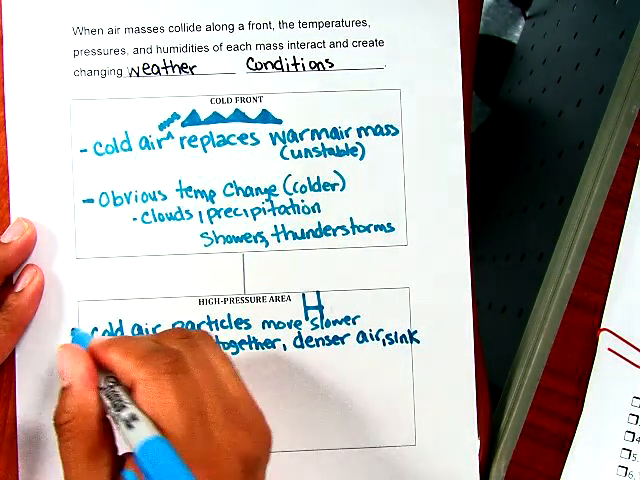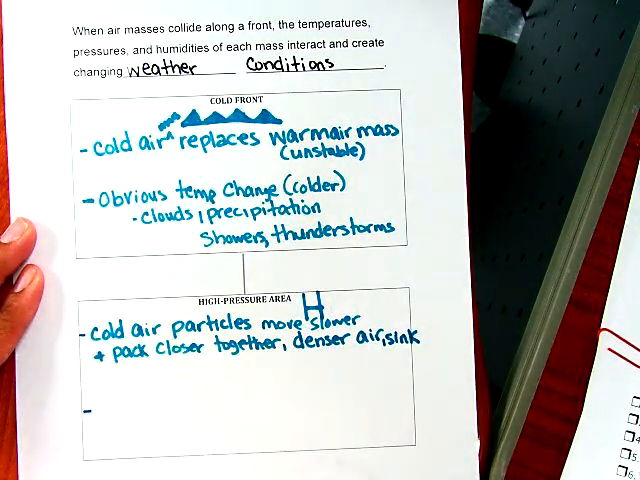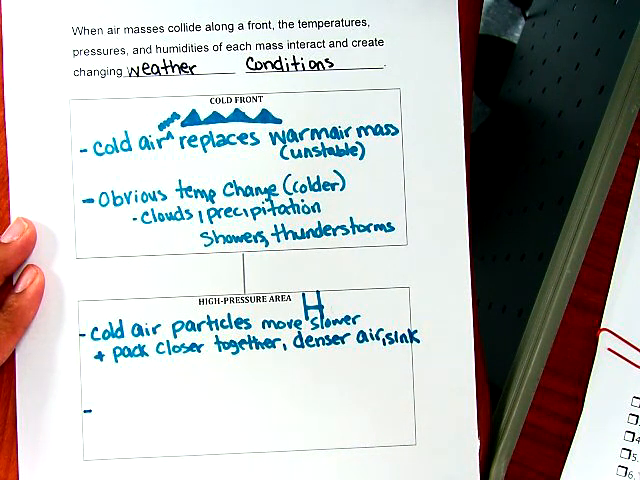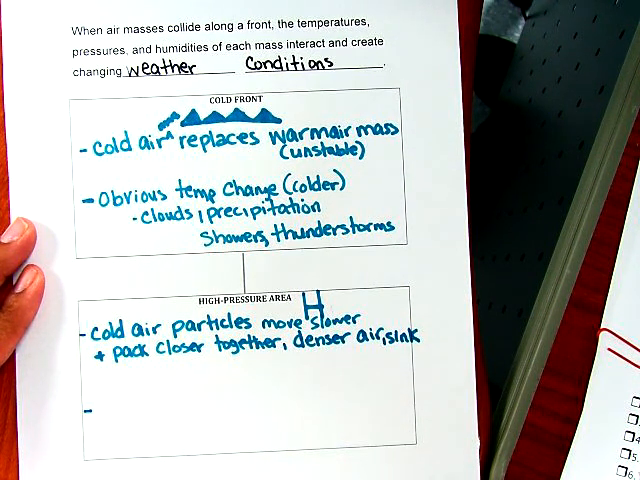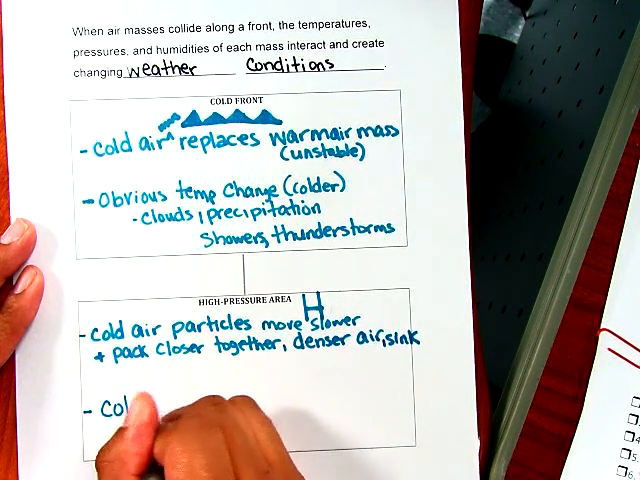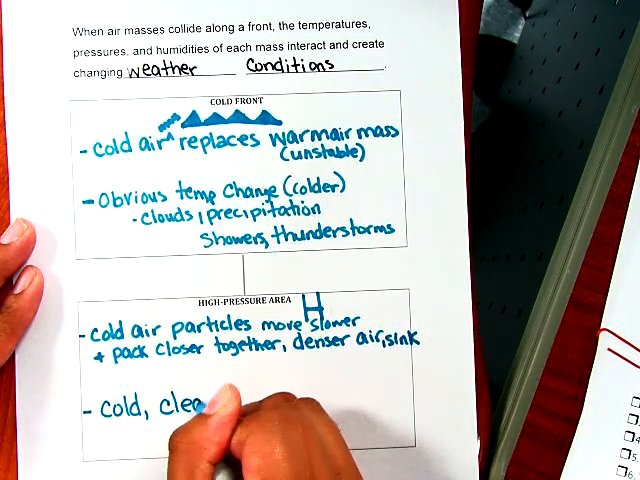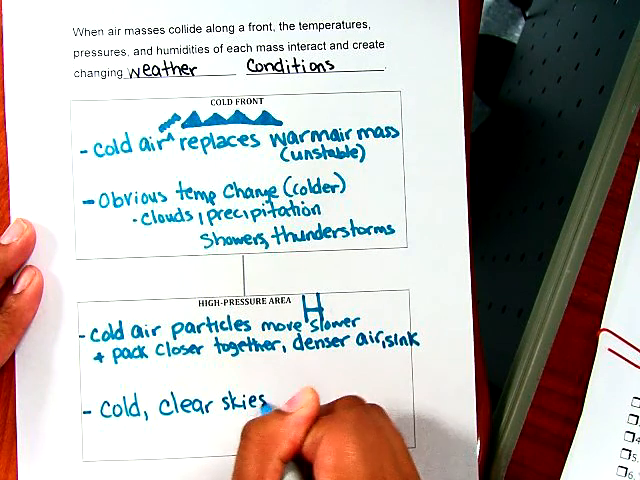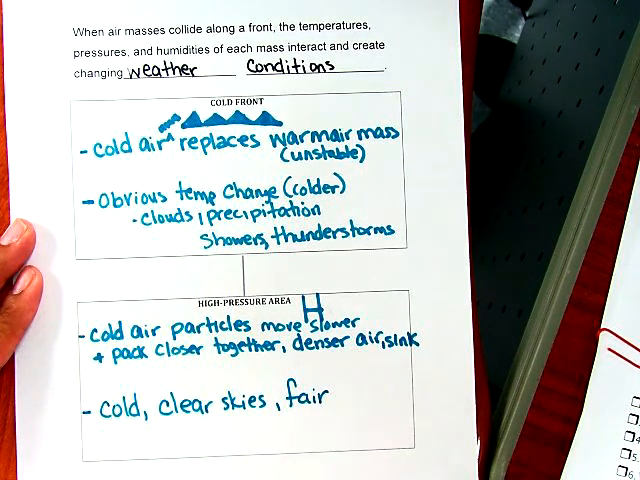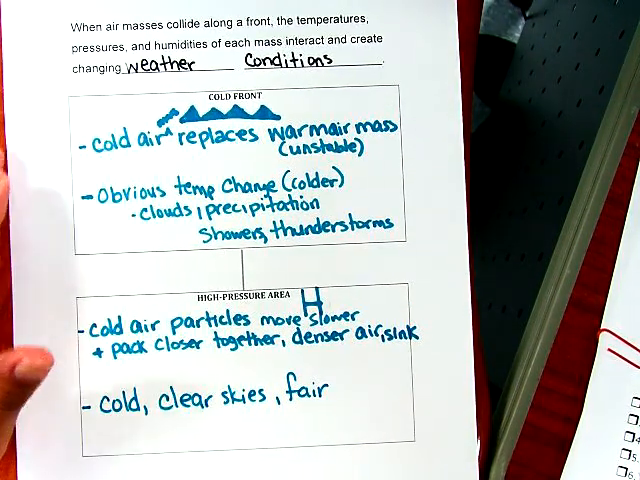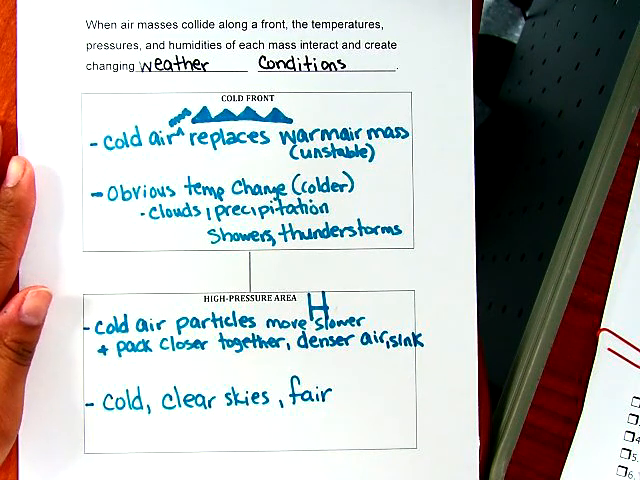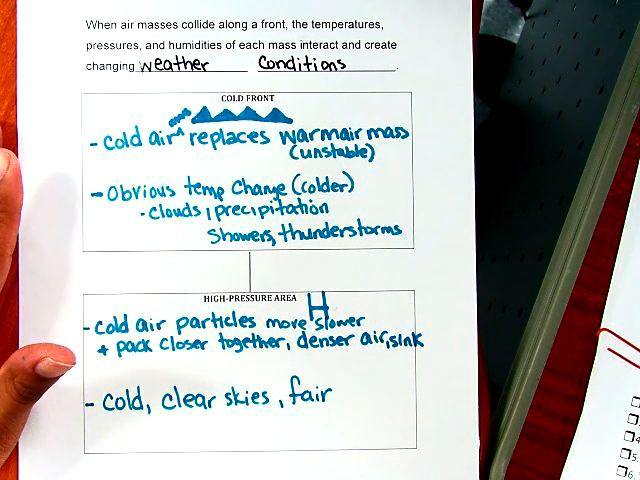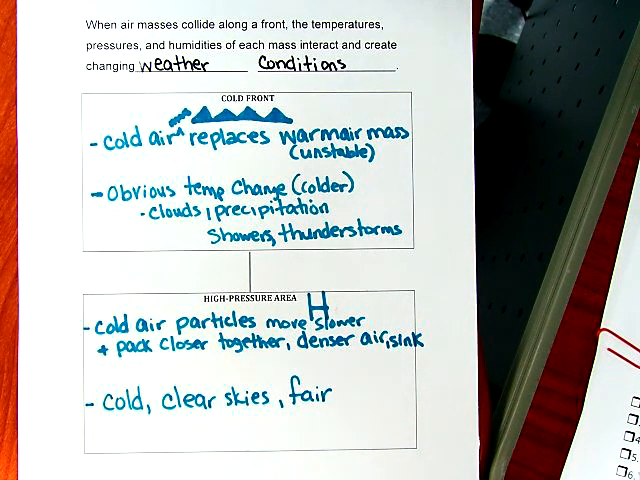What's the weather? Clear skies and fair weather. Yes, it's definitely going to be cold, clear skies, and fair. When we say fair, what we mean here is not fair like it's just all nice and peachy outside. Fair weather just means that there's no blizzards, no major thunderstorms, things of that nature. It's just a normal cold day.